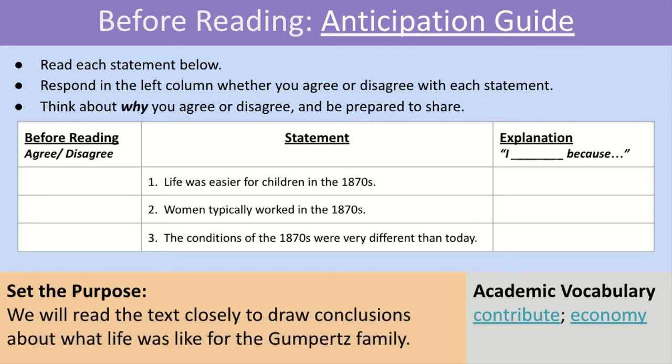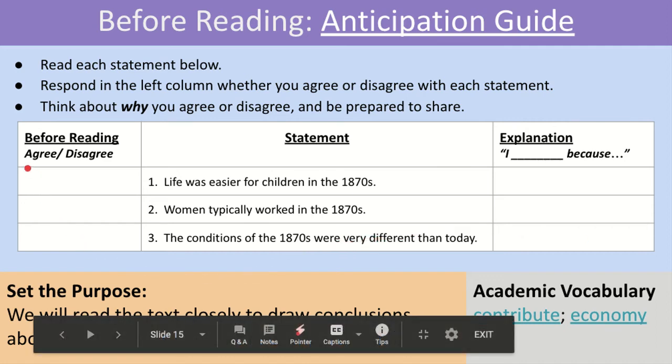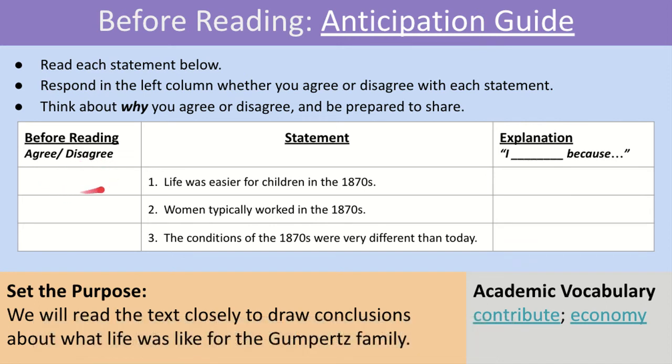But let's start with number 1. Life was easier for children in the 1870s. Please pause the video and write here on whatever paper your teacher would like you to use. You can say if you agree or disagree and why. So I agree because blank, or I disagree because blank. Please pause the video now and work on number 1.